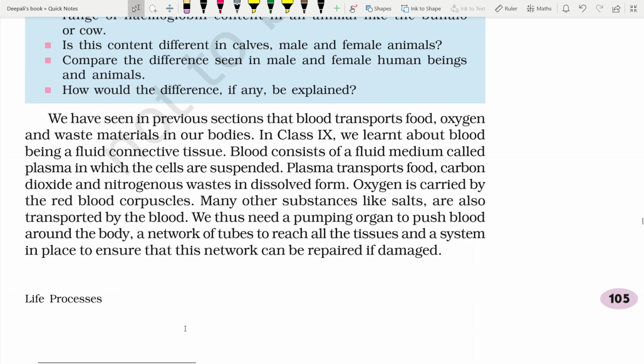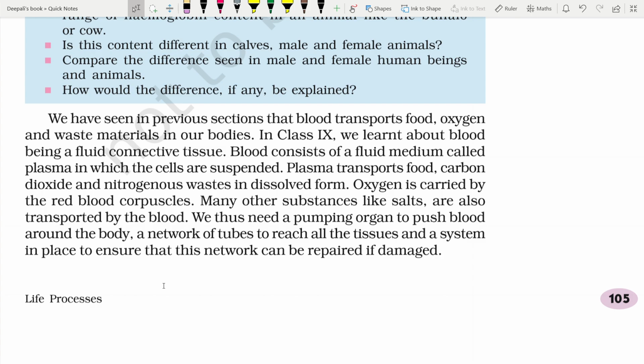Now let us see what is the transport system. We have seen in various sections that blood transports food, oxygen, and waste material in our body. In class 9, we learned about blood being a fluid connective tissue. Blood consists of a fluid medium called plasma, in which the cells are suspended. Plasma transports food, carbon dioxide, and nitrogenous waste material in dissolved form. Oxygen is carried by the red blood corpuscles. Many other substances like salts are also transported by the blood.